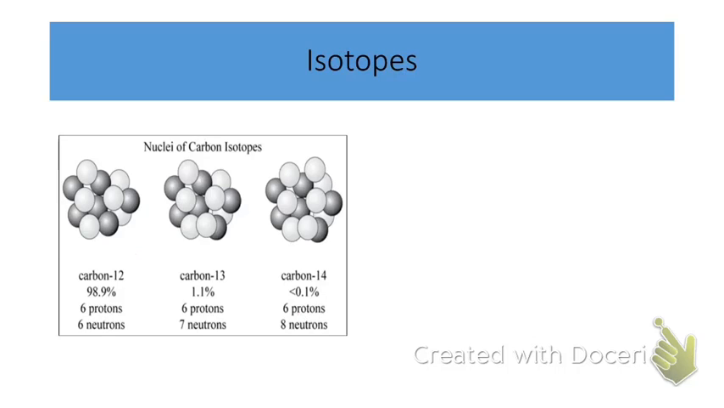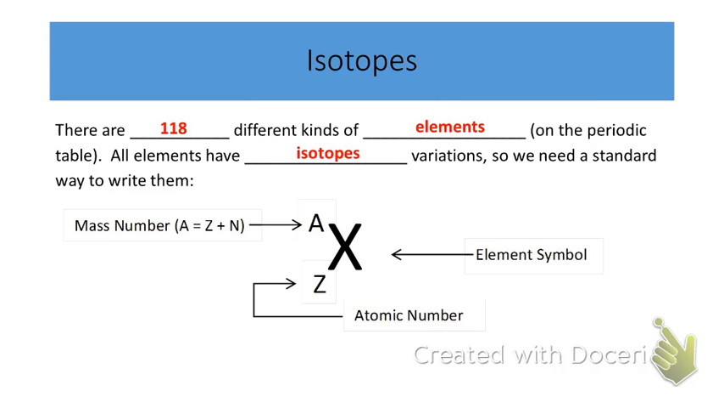All right, now those percentages are important, and we will spend a lot more time dealing with percentages of different isotopes in time. All right, so a little bit more on isotopes. We know that there are 118 different kinds of elements on the periodic table, and all elements on the periodic table are going to have isotope variations. So we need basically a standard way to write those isotopes. So this diagram that we have here kind of shows that idea.